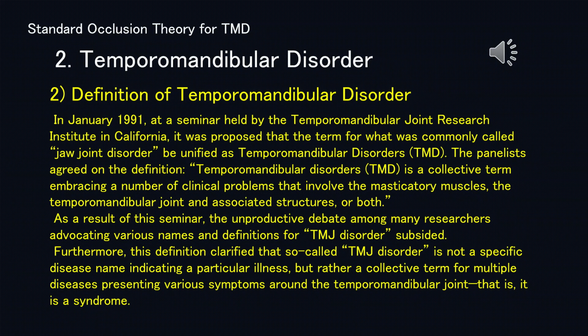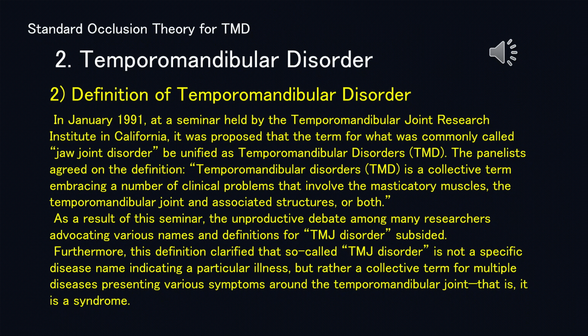2. Definition of temporomandibular disorder. In January 1991, at a seminar held by the Temporomandibular Joint Research Institute in California, it was proposed that the term for what was commonly called jaw joint disorder be unified as temporomandibular disorders (TMD). The panelists agreed on the definition. Temporomandibular disorders (TMD) is a collective term embracing a number of clinical problems that involve the masticatory muscles, the temporomandibular joint and associated structures, or both.